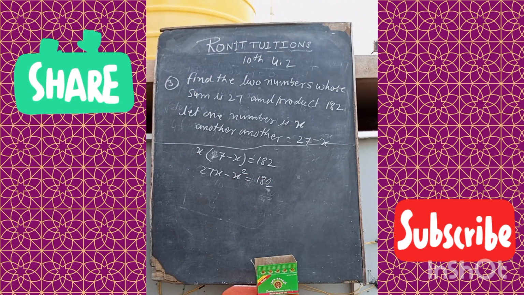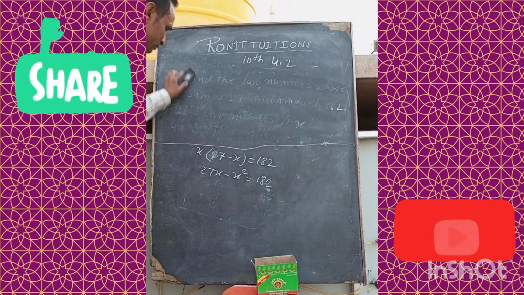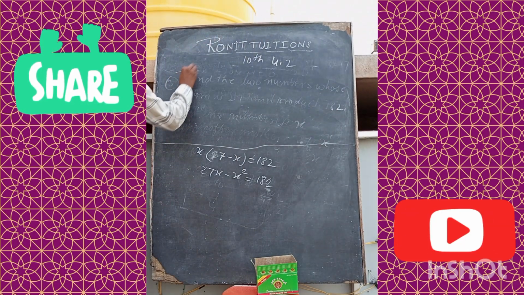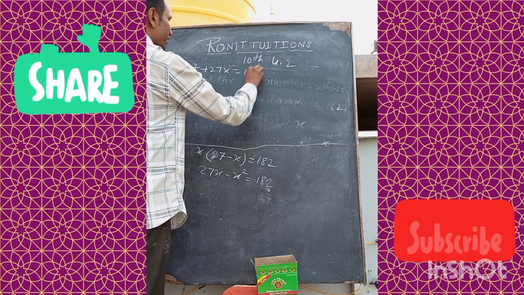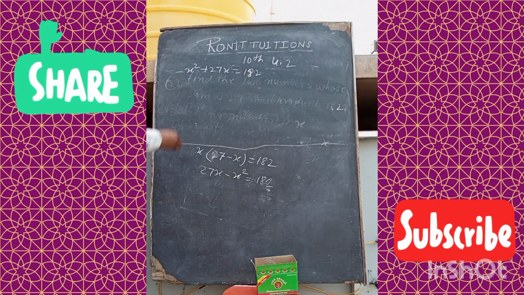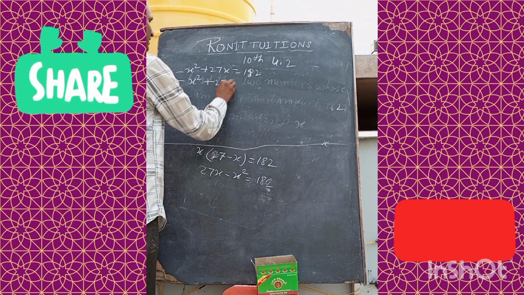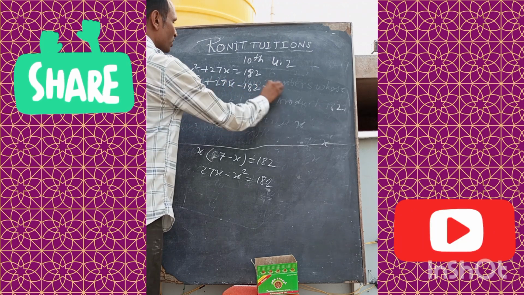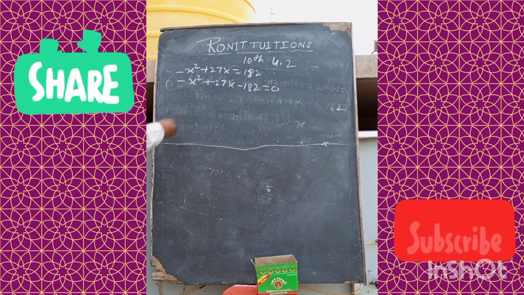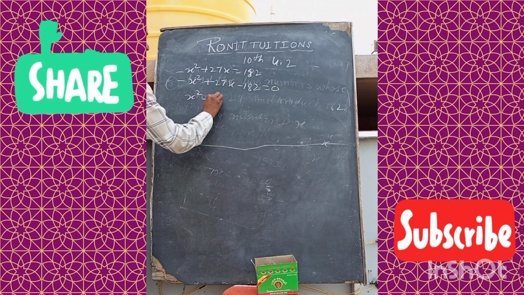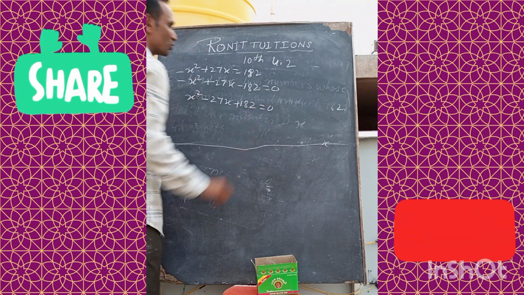Now we transpose it. The equation becomes minus x square plus 27x minus 182 is equal to 0. Now we multiply the whole equation by minus 1, and it becomes x square minus 27x plus 182 is equal to 0.